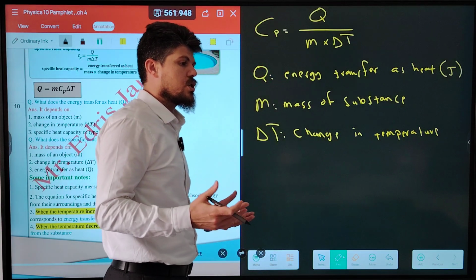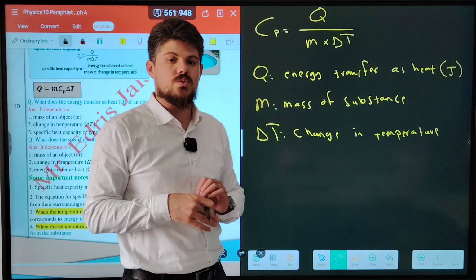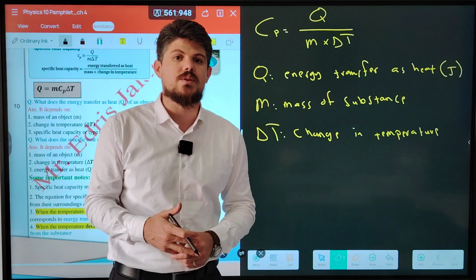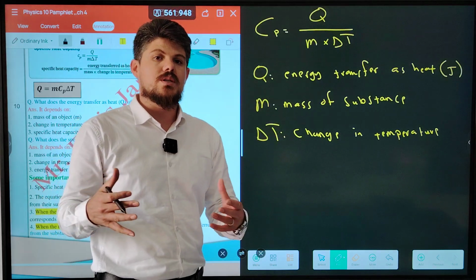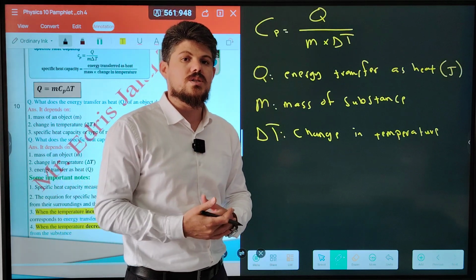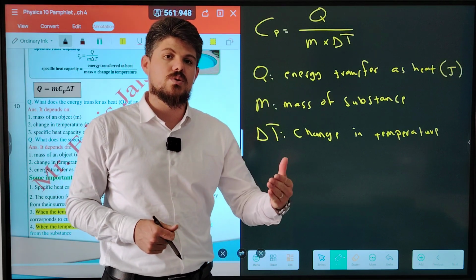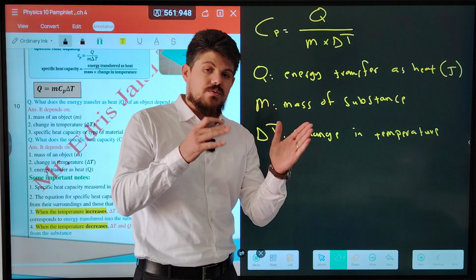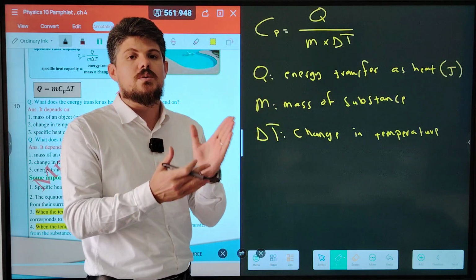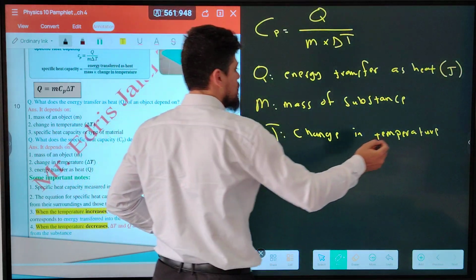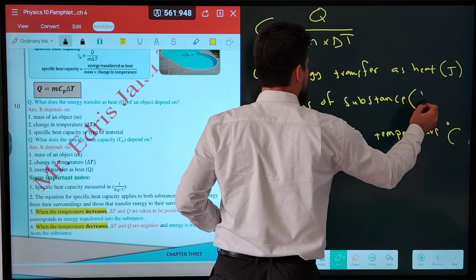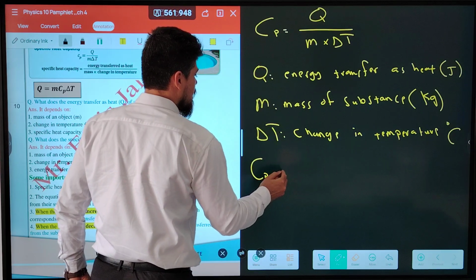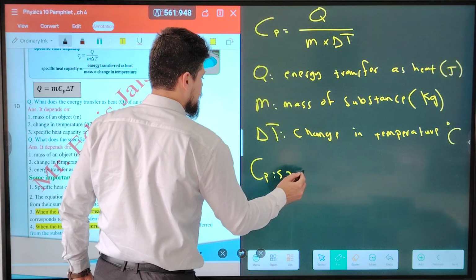For example, if the temperature of a piece of metal is equal to 20 Celsius before heating, after heating, what happens to the temperature of the metal? It increases. For example, if it increases and is equal to 35 Celsius, what will be the change in temperature? 35 minus 20, 15. The change in temperature is 15 Celsius, measured in Celsius, and mass is measured in kilograms. Cp is the specific heat capacity.